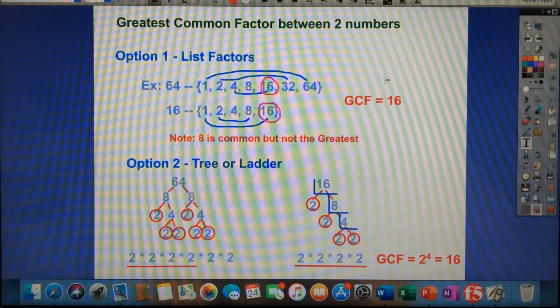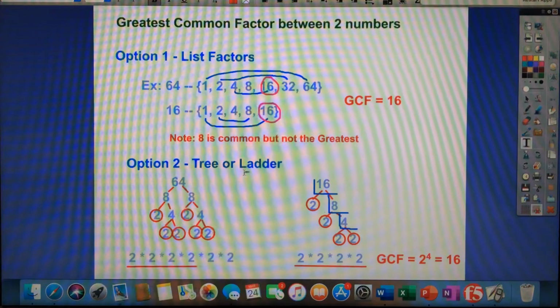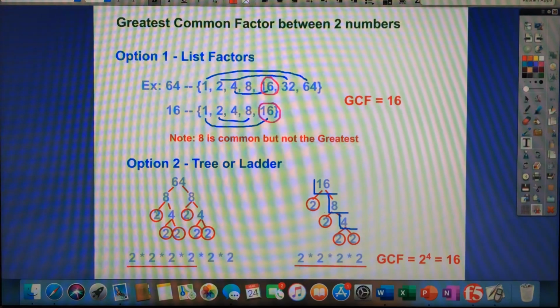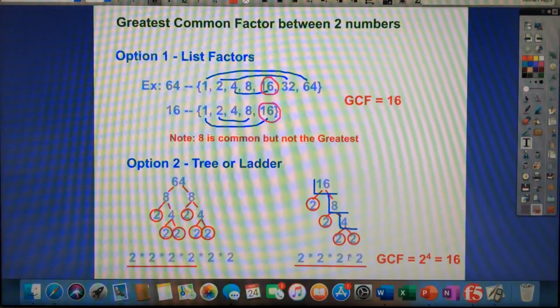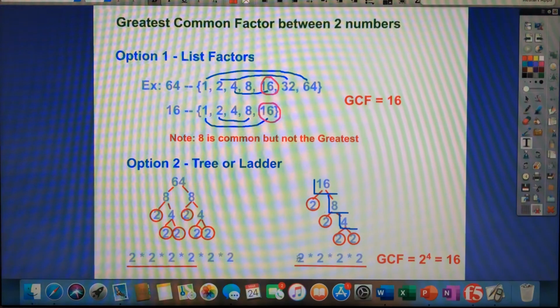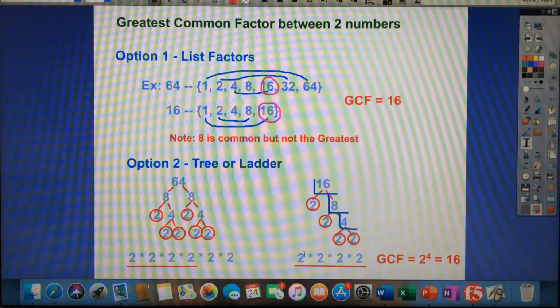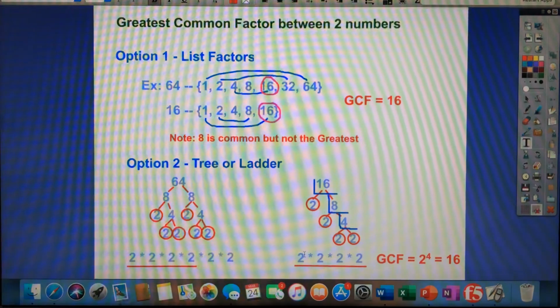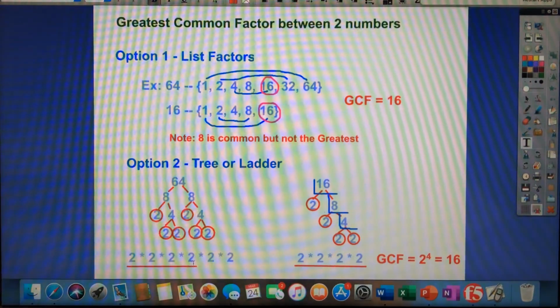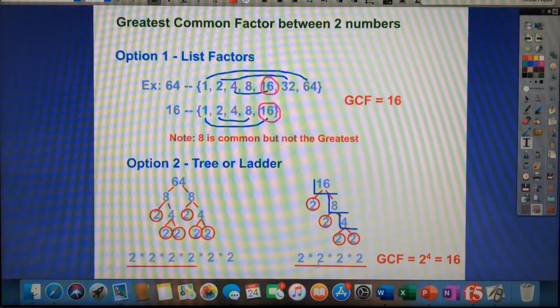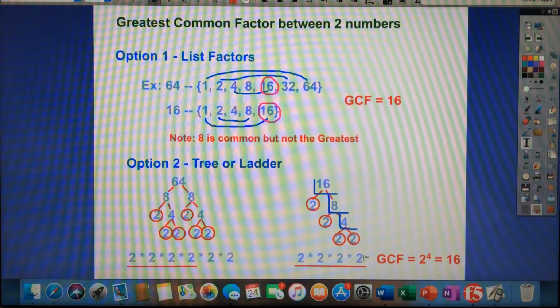Now, option 2, I could do a tree or a ladder again. And this time, when I do it, I have all of my prime numbers at the end. And I sit here and I say, how many are in common? If there was a 3 involved and they both had a 3, then that would both be in common and you could use both of them. I've got 2 times 2 times 2 times 2. I have 4 of them. I have 4 here. Those are the only ones that we can count as in common. 2 to the 4th power equals 16.